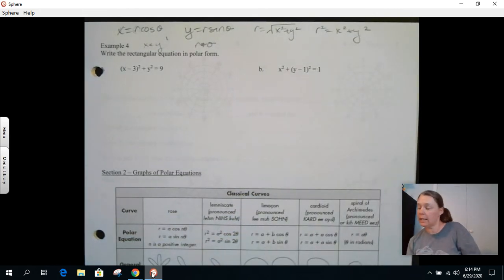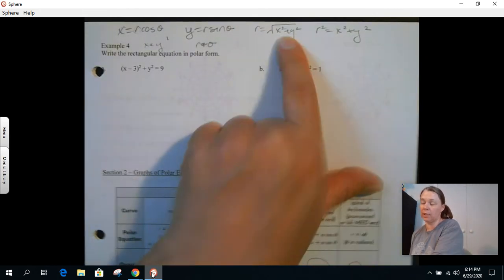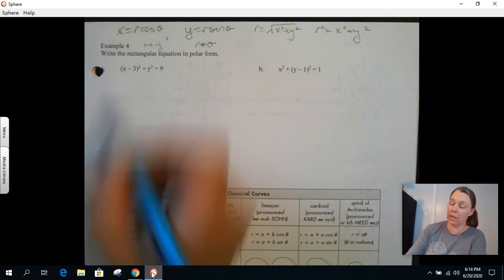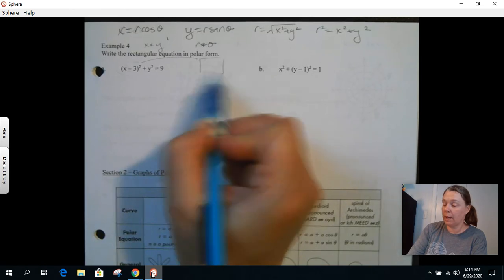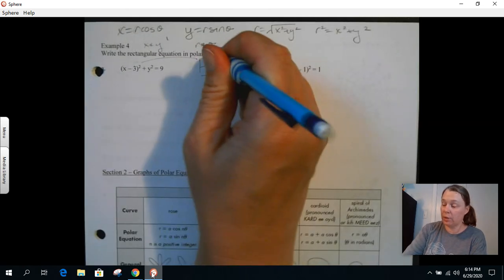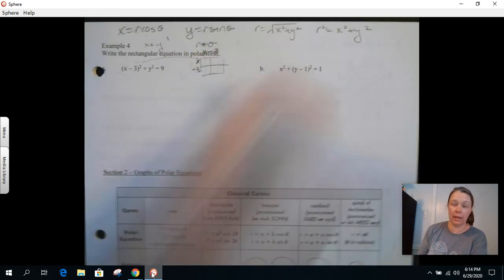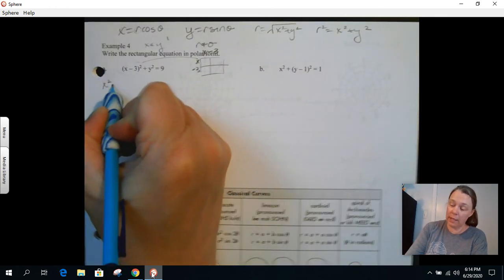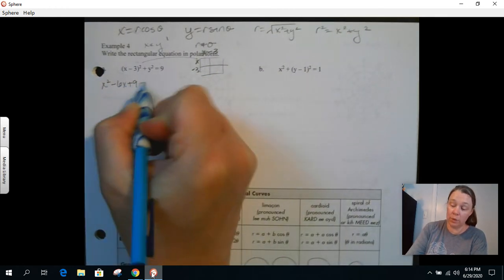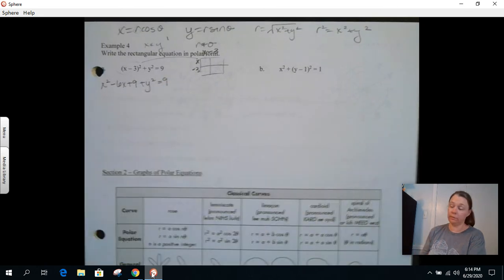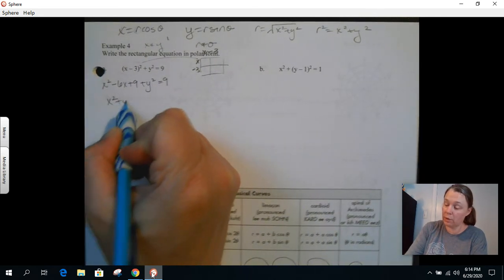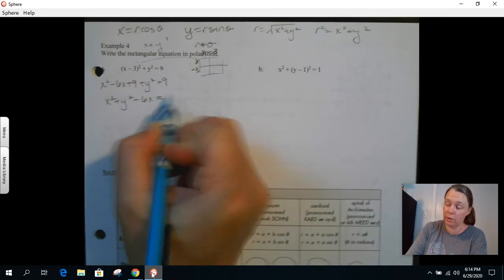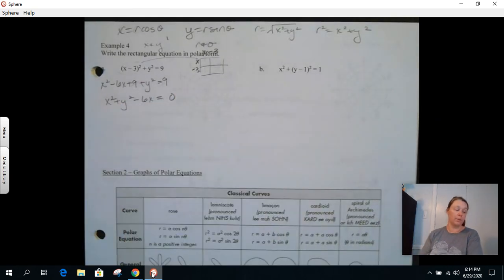Okay, so I don't really see any of these x squared with these expressions in here. What I'm going to do is I'm going to expand this. So this x minus 3 squared, take a minute and do that. Think of it as x minus 3 times x minus 3, make a box. And you should get x squared minus 6x plus 9 plus y squared equals 9. All right, so then I have x squared plus y squared minus 6x equals, those cancel, equals 0.